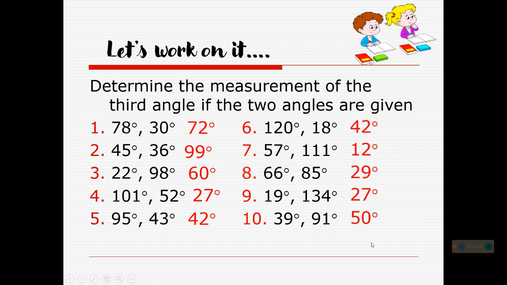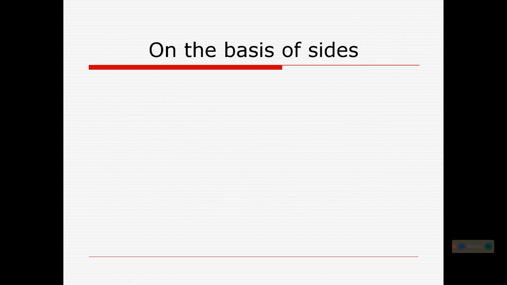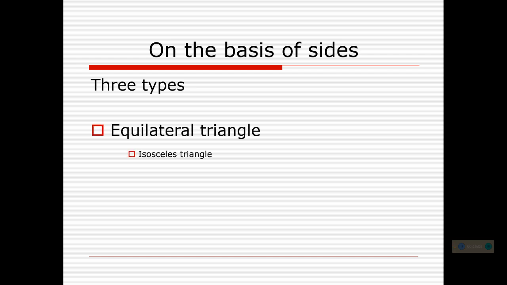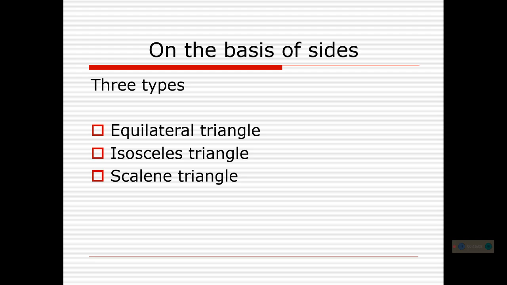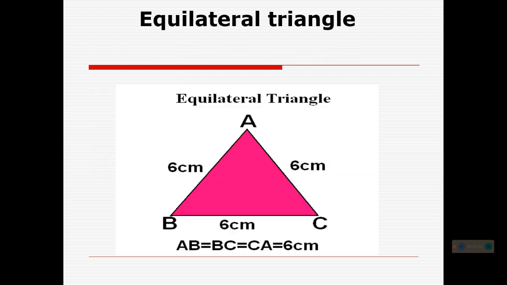Is there any question? If you don't have, let's now have the kinds or the types of triangles on the basis of sides. Okay, so we have three types. The first one is equilateral, followed by isosceles, and the scalene triangle. Let's have them one by one.